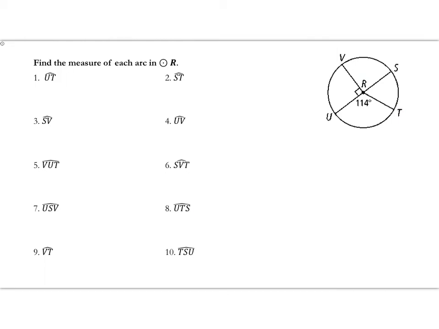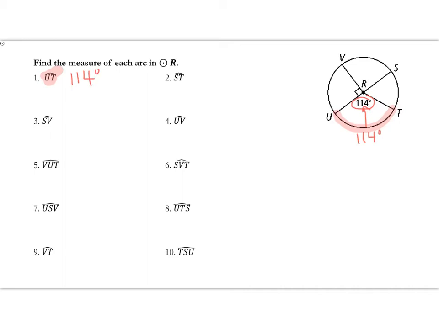Alright, so here's our first example. Right off the bat, if we pay attention to what they're asking us for, they're asking us for UT in number 1. It's 2 letters, so I know that's a minor arc, which means I want to go the shortest distance to get from U to T, which is that section right there. And I can find the measure of a minor arc by just looking at the central angle here that's across from it. Those are going to be the same. So this is going to be 114 degrees.